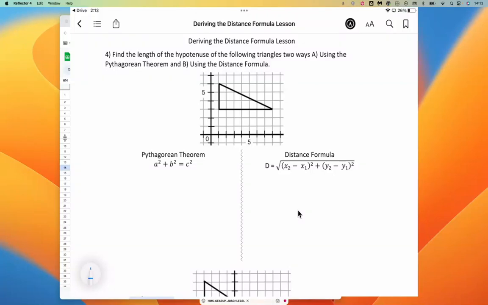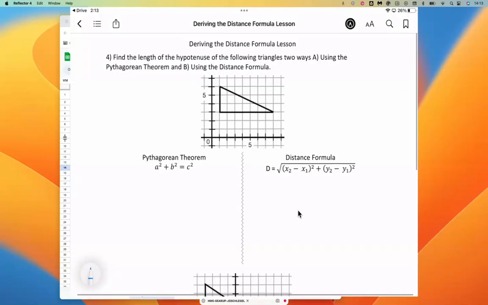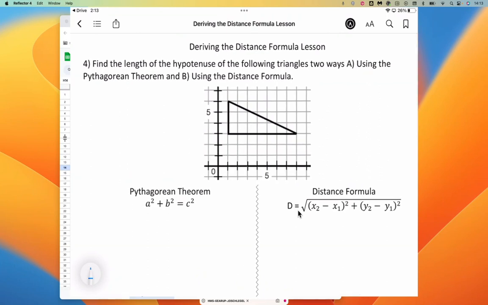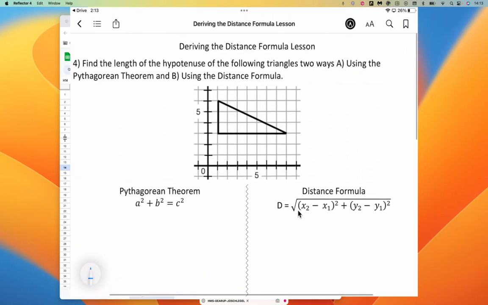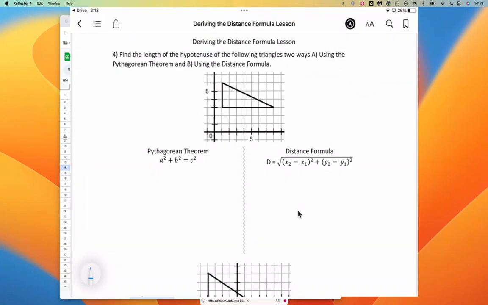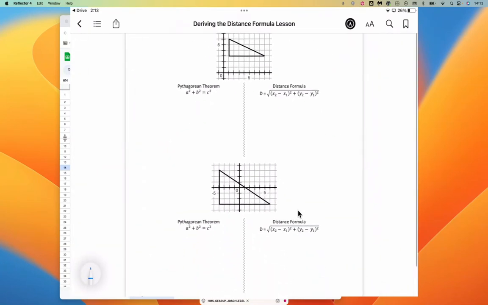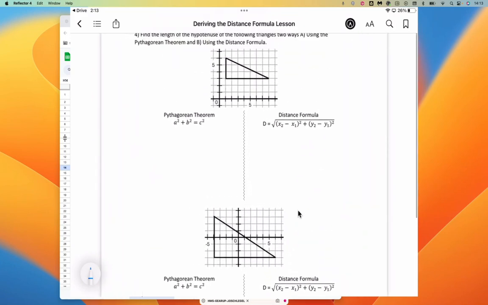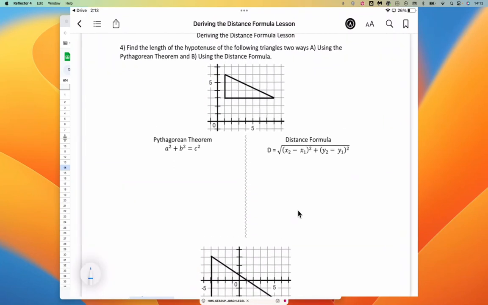Right, on to the second page. We are asked to find the length of the hypotenuse of these triangles by using both the Pythagorean theorem and the distance formula. And you'll notice that the distance formula here looks a little bit different than it did on the first page that I did. We'll talk about how these are similar and different as we go through it.